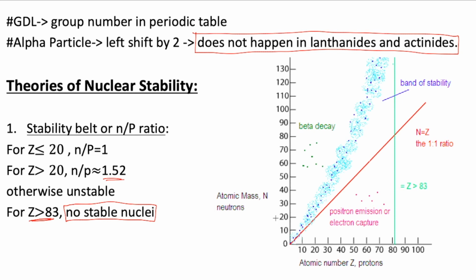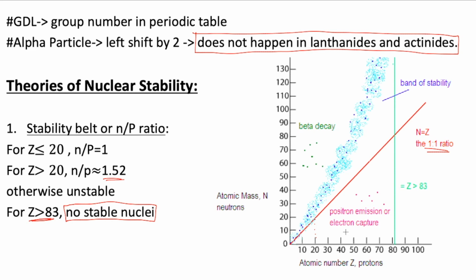The atomic mass is given over here, where n is the neutron number, and here you have the atomic number. So the ratio of both of them, you can see this dotted thing, this is actually the stability belt, and this straight line is telling you n equals z, that is a 1:1 ratio. The stability belt follows this 1:1 ratio up to 20. That's why it is said that for 20 and less than 20, n by p should be 1.